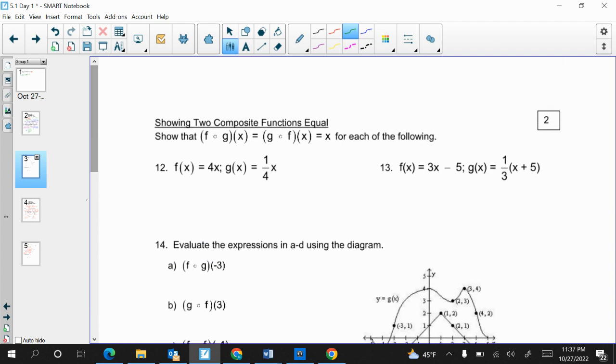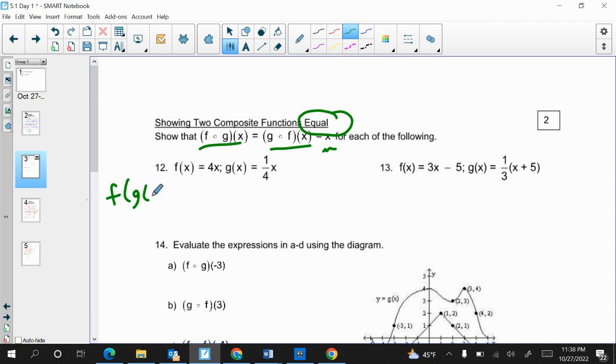Not too much more. So here, all they're talking about is whether the composition functions are equal, and it means when you substitute them in both directions, they should equal the same thing, and they should equal x. All right, so let's just go ahead and do this.